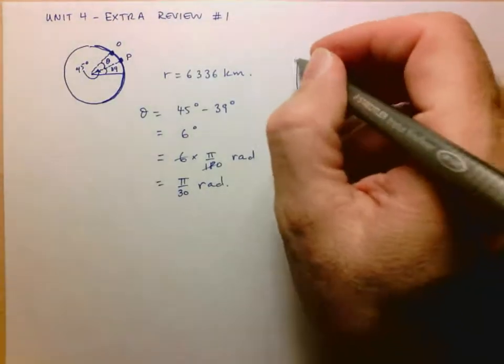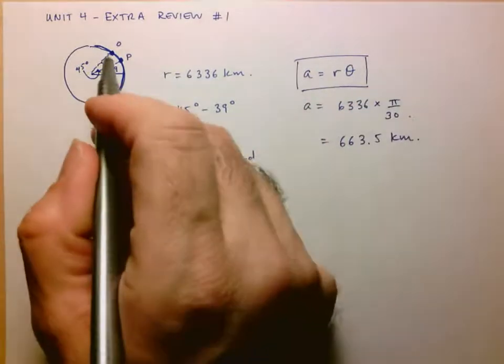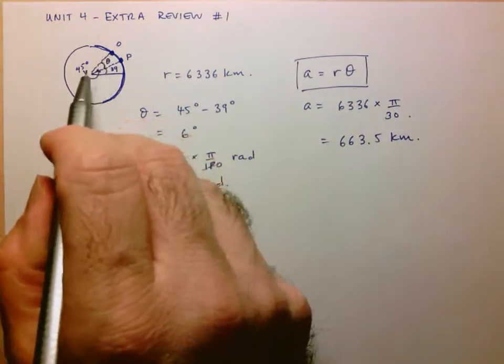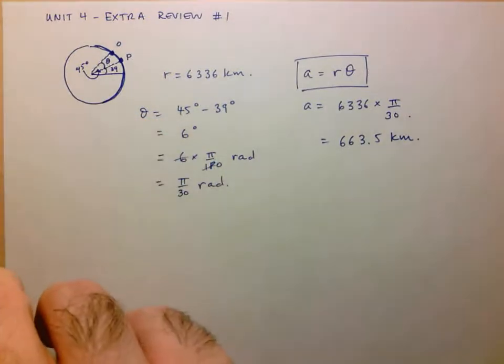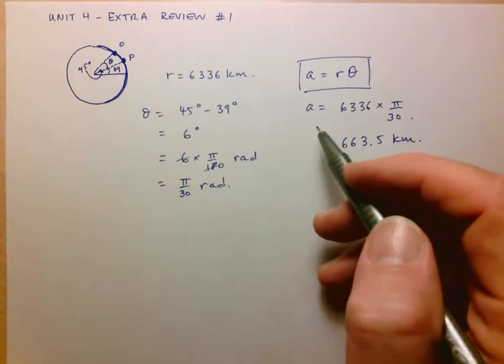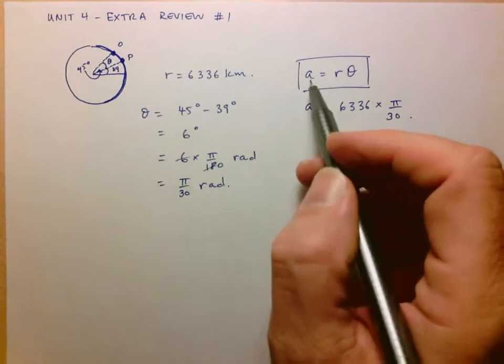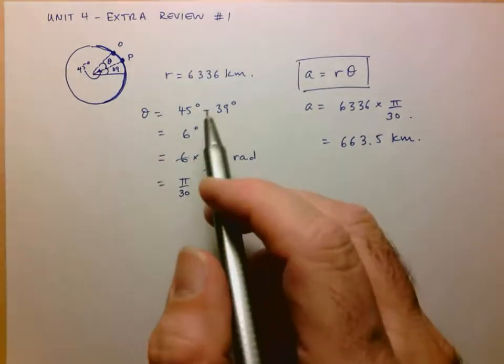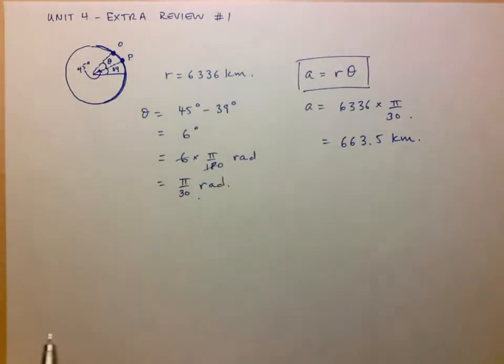Just a quick recap here. You need to know this relationship between an arc, the angle that it subtends, and the radius of the circle. This was all part of how we defined radian measure. Then from here we were looking for that arc length, and we had the radius and could easily find the angle in radians.